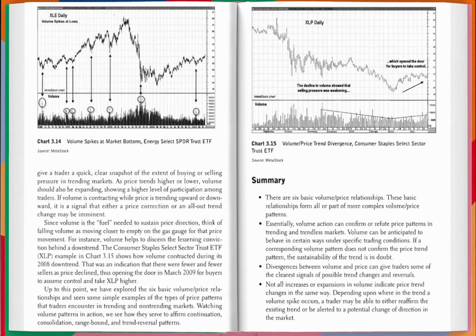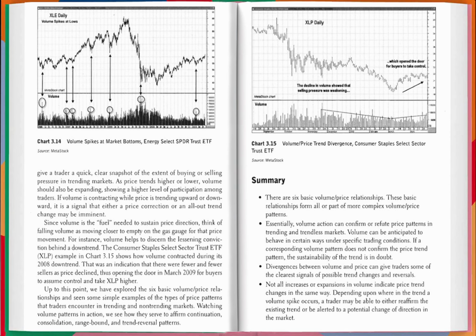Summary: there are 6 basic volume-price relationships. These basic relationships form all or part of more complex volume-price patterns. Essentially, volume action can confirm or refute price patterns in trending and trendless markets. Volume can be anticipated to behave in certain ways under specific trading conditions. If a corresponding volume pattern does not confirm the price trend pattern, the sustainability of the trend is in doubt.